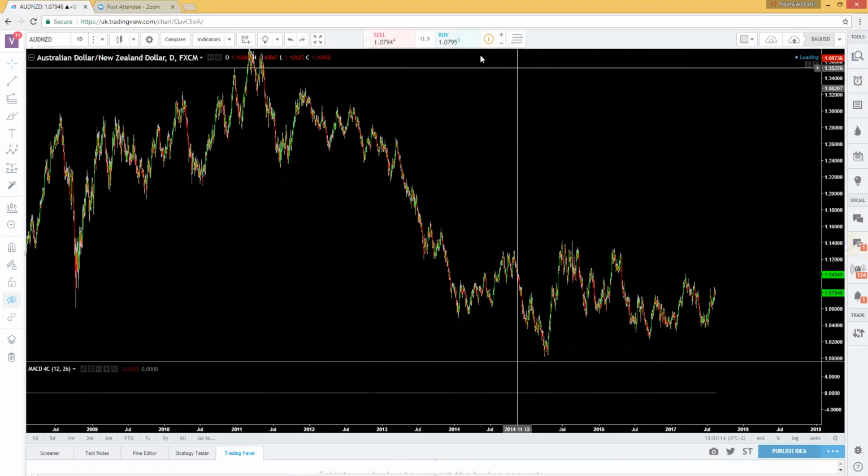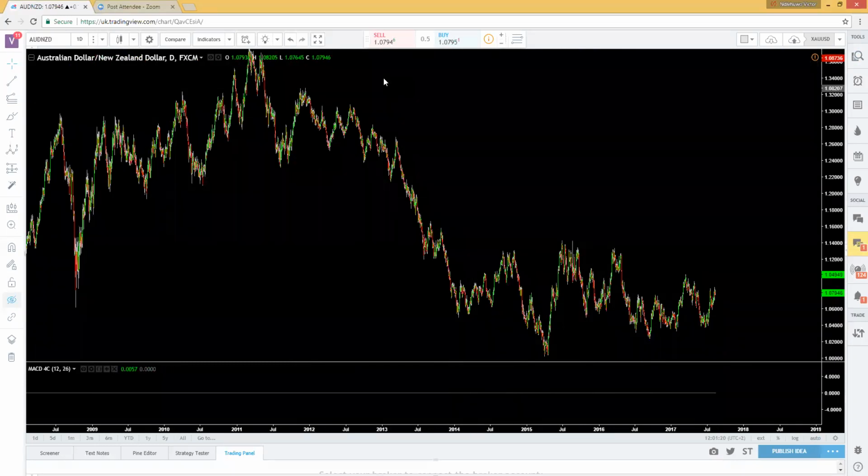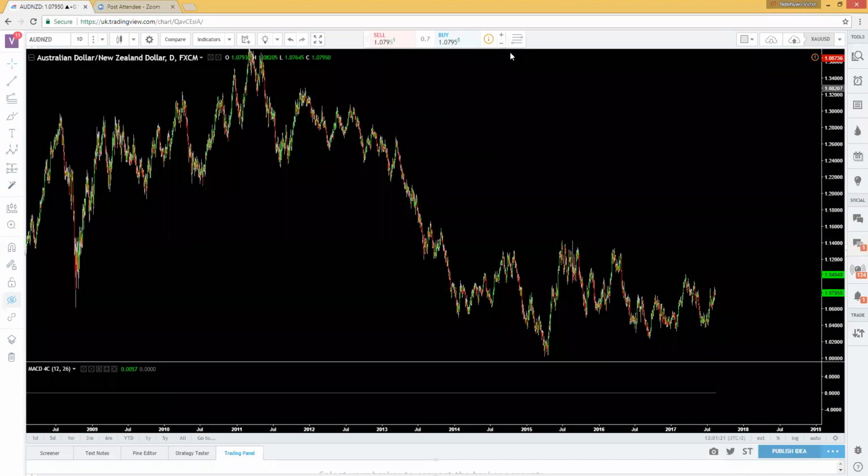Okay, so what we have here is a very clear impulse wave. This whole move is an impulse, 1, 2, 3, 4, 5. And if you take your tool, you'll see that your wave 3 is well above the 1.618 extension of wave 1. So it complies to the rules.